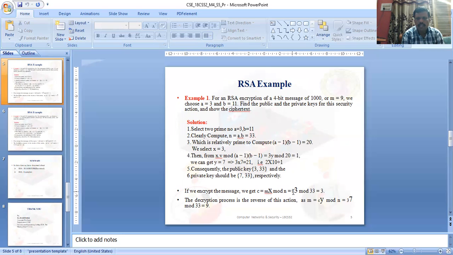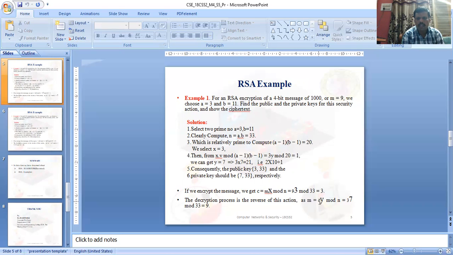Here n and m are given to you. So 100, it is nothing but 9 to the power of 3 mod 33, and we are getting 3 as the ciphertext here. The decryption process reverses this action. You do that, so m is the plain text, and we can get back the plain text.